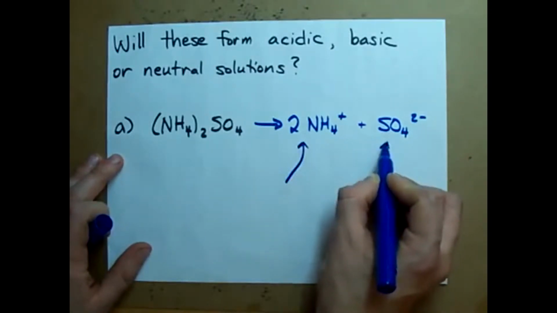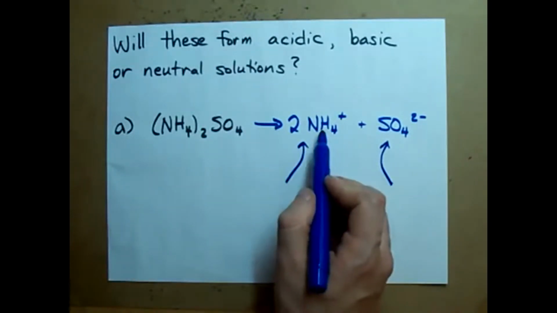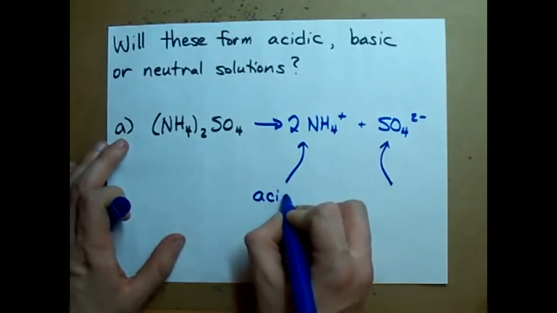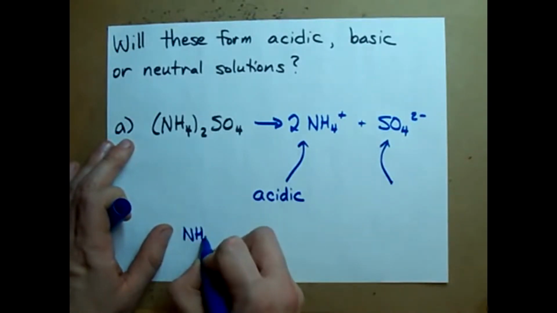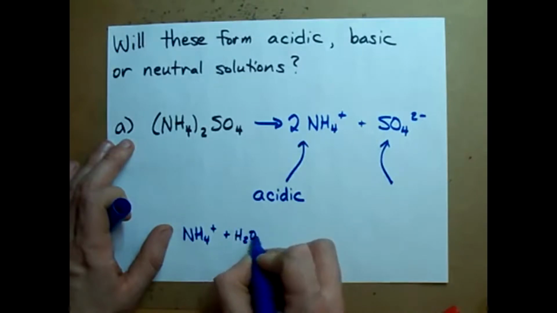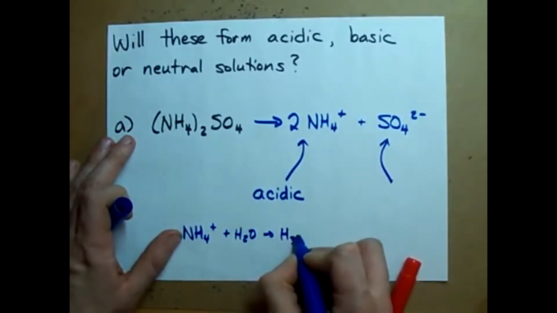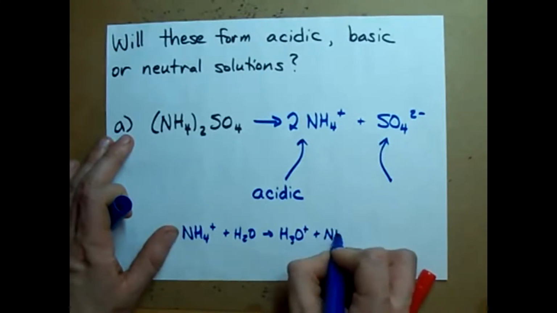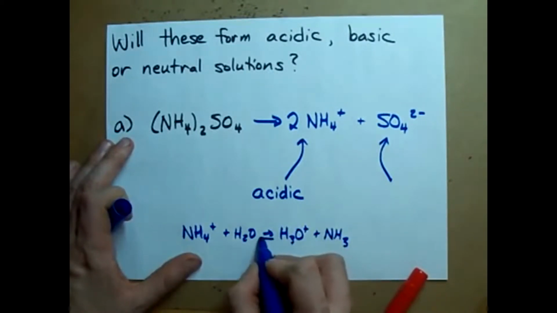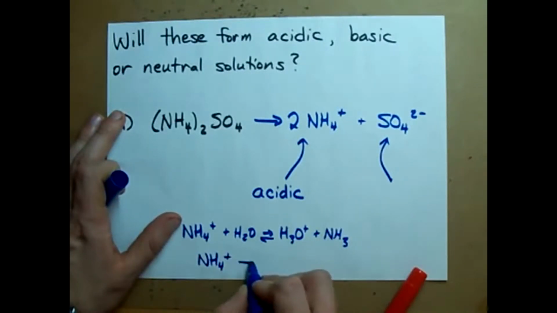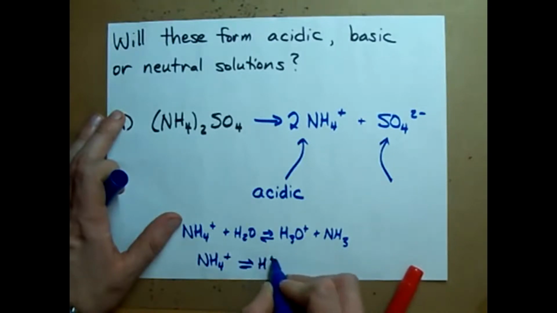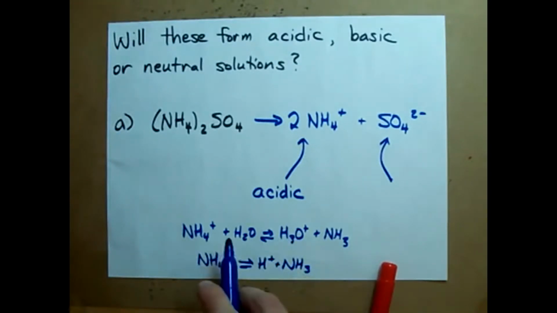Now consider each of these ions separately. NH4+ is acidic because it can donate a proton. In fact, NH4+ reacts with water to make H3O+ and ammonia. That's a legit equilibrium that happens. You may also want to just consider it as ammonium simply breaking up into a proton and ammonia, but either of these is okay. In either case, the NH4+ is giving up a proton.